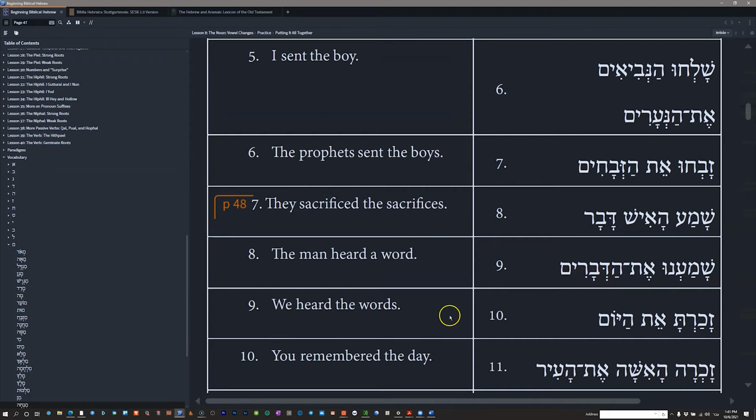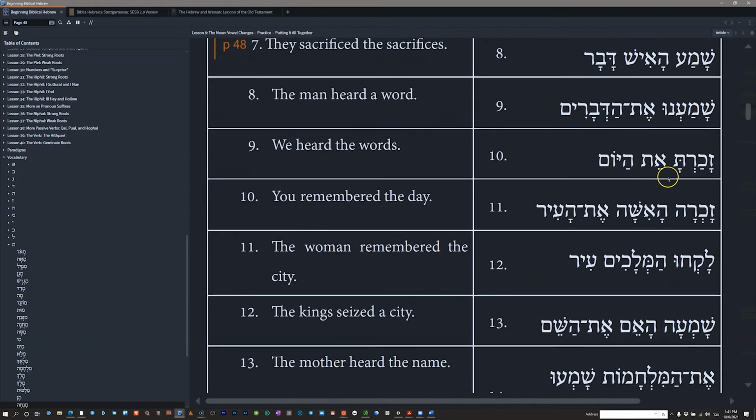We heard the words. Number 10, we've got zacharta. Zacharta is the qal perfect 2MS form, the ta suffix. We've only got one noun over here, and it has the definite direct object marker, so we don't have an explicit subject. So we're just going to bring that you over into the English sentence. That's our subject. Now we need the verb. Zachar means remember. It's qal perfect, so it's going to be remembered. You remembered. Remembered what? Et answers that question. Hayom. Hayom is the word for day with the definite article. You remembered the day. Number 11, zachra.